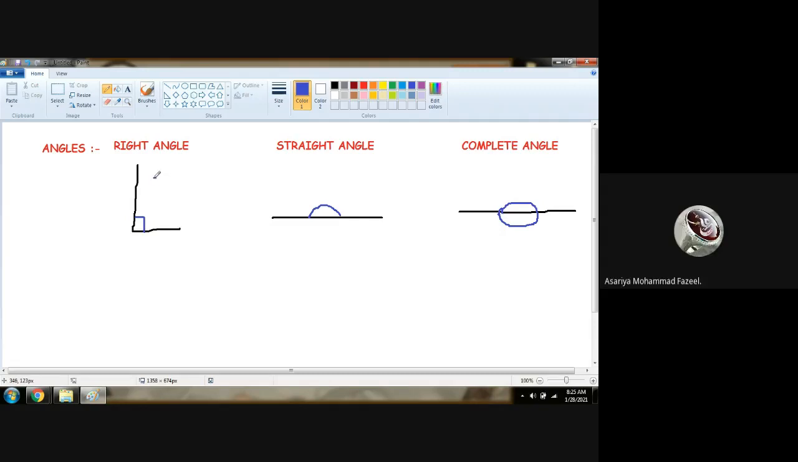So can we say that this is 90 degrees? A right angle is 90 degrees. Yes, 180 and 360. Very good boy, very good. Come on. Now what angles do we have to study? Can anyone tell me?